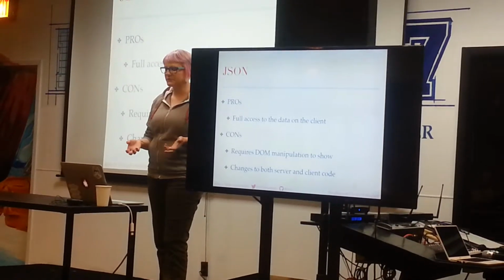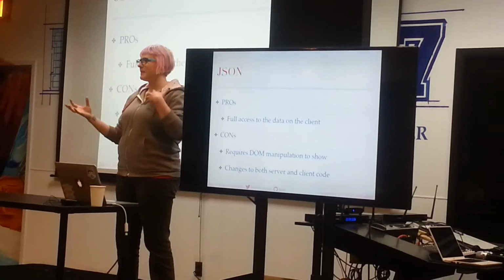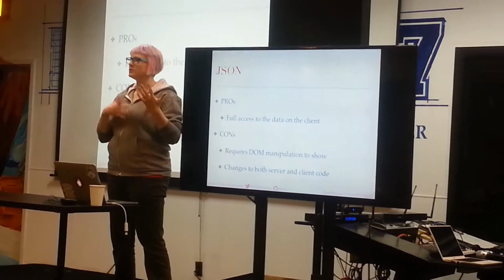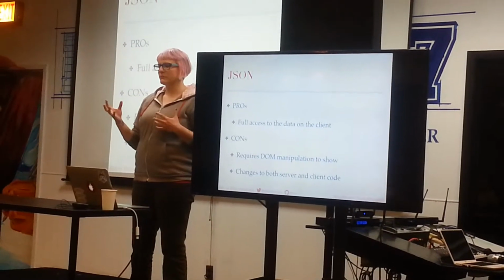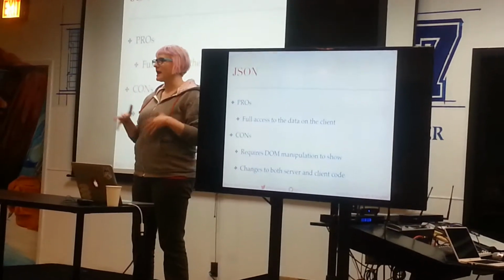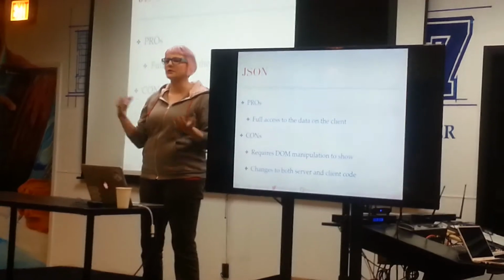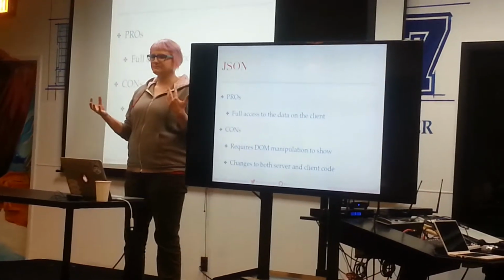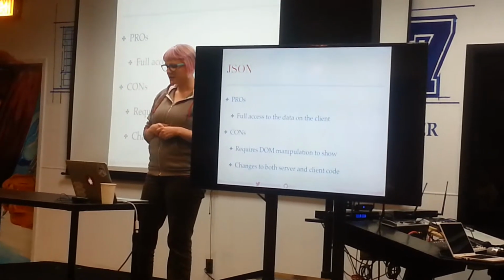So JSON is really nice if you want full access to data on the client. So if you want to have sort of pagination, but if people go back, you keep a list of those objects so you can re-render them. If for whatever reason you want to have a user object so you can access various information about the user without having to go back to the server. It can be more efficient in the sense that you're not making multiple requests every time you need something.